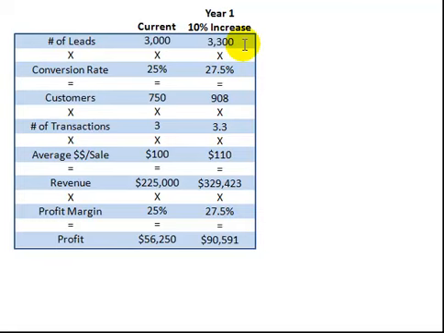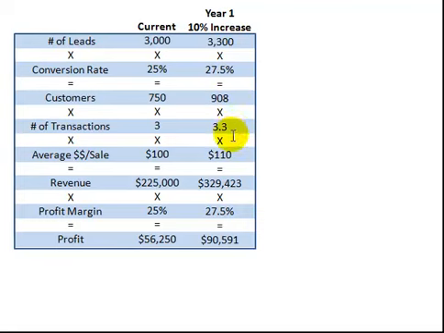Let's say then that we increase our conversion rate from 25% to 27.5%, just 2.5% more. What could we do to increase the conversion rate? Well, if the ad was better, would that increase the conversion rate? If we changed the way our salespeople or our staff worked with each customer, maybe we had some upsells or some things that would increase the conversion rate. That then gives us from 750 up to 908 new customers per year.